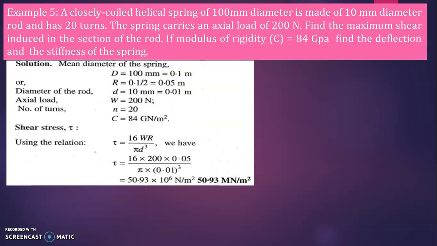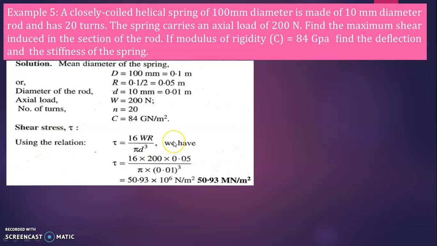Okay, see what is given here. The capital D is given, that is 100 mm. So R is equal to 100 divided by 2 is equal to 50 mm or 0.05 meter, and small d is equal to 10, and the number of turns is equal to 20. The load is given, W is 200, and C is equal to 84 into 10 raised to 9 Newton per meter square. That's it. So you can calculate the deflection, right?